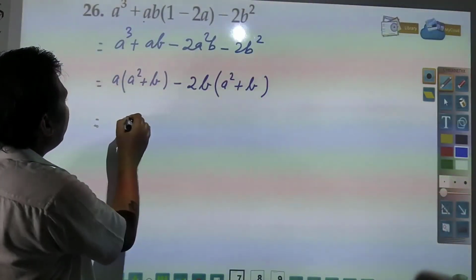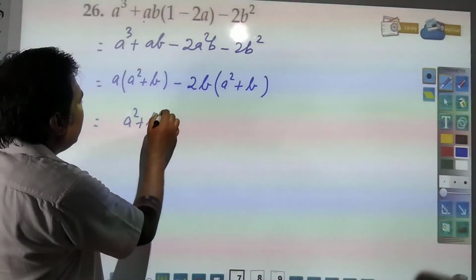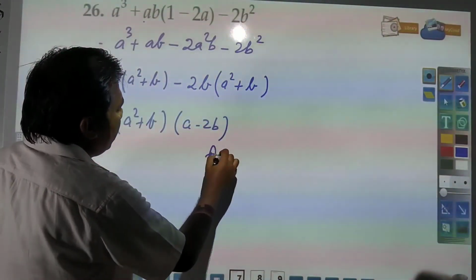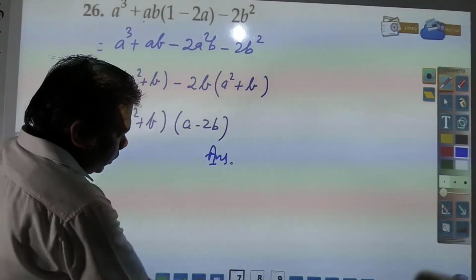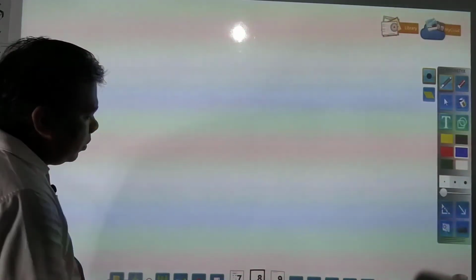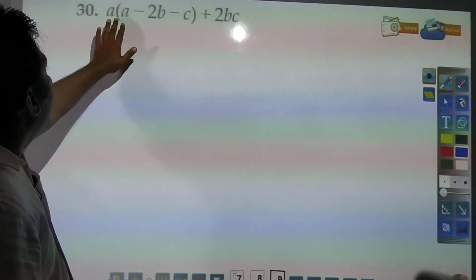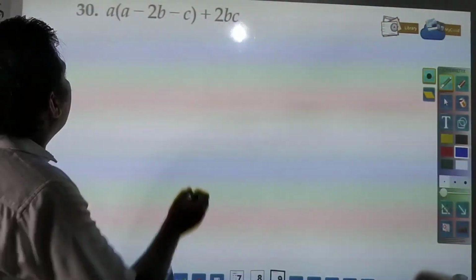So finally we have a square plus b and a minus 2b, and this will be your answer. Next we will see question number 30. Again this is required to be multiplied.